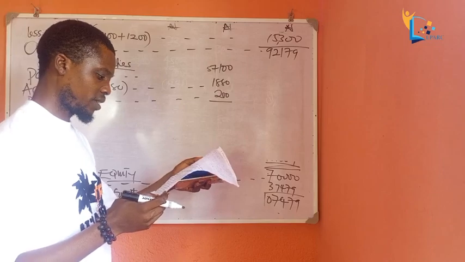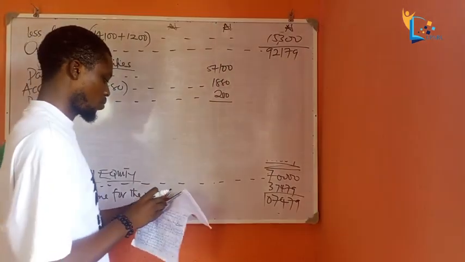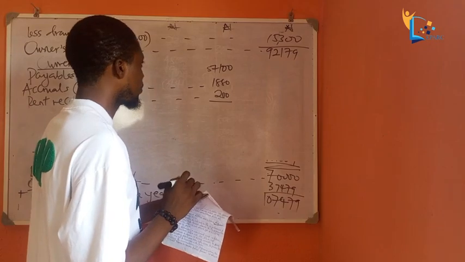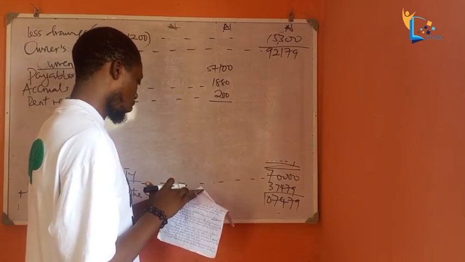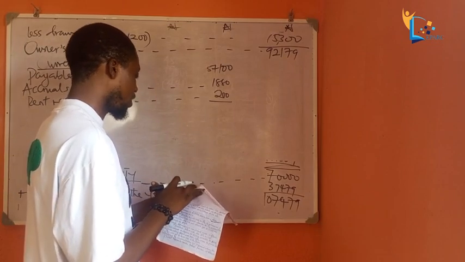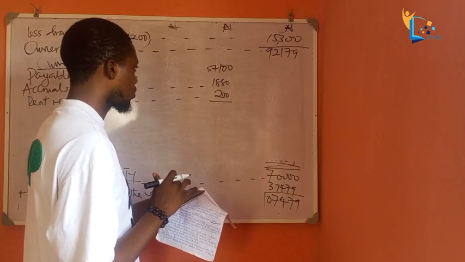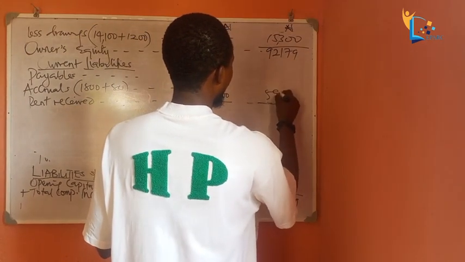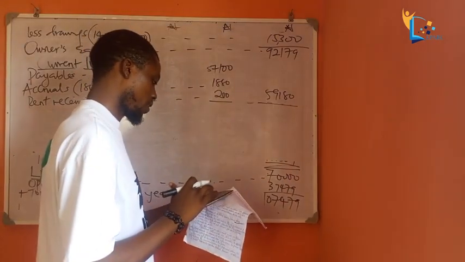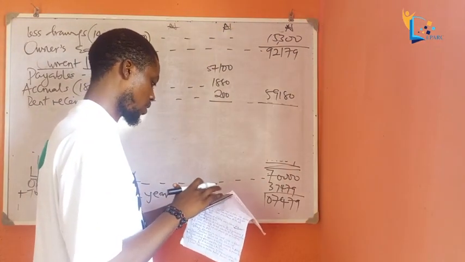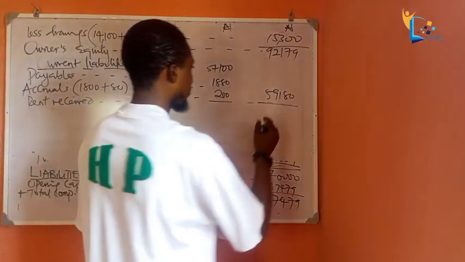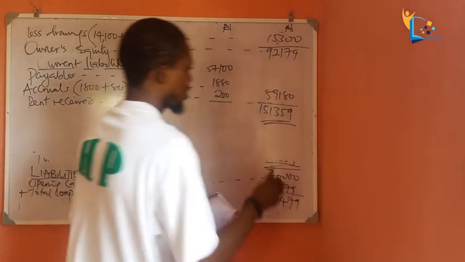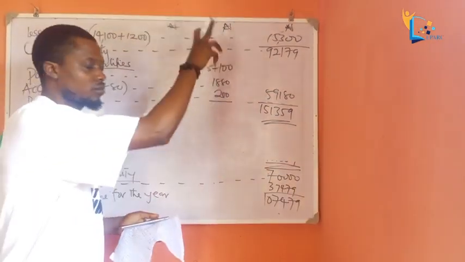Let me see. We're going to add this together. 57,100 plus 1,880 plus 200 is 59,180. So when you add these two together, plus 92,179, that is 151,359. Is that the same thing we had in our total asset?